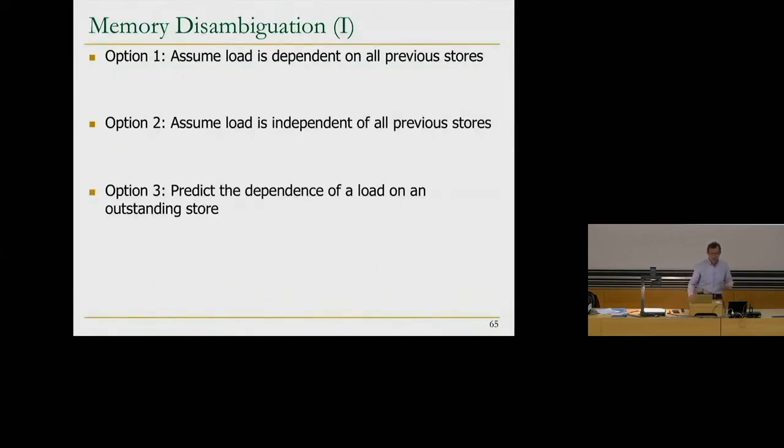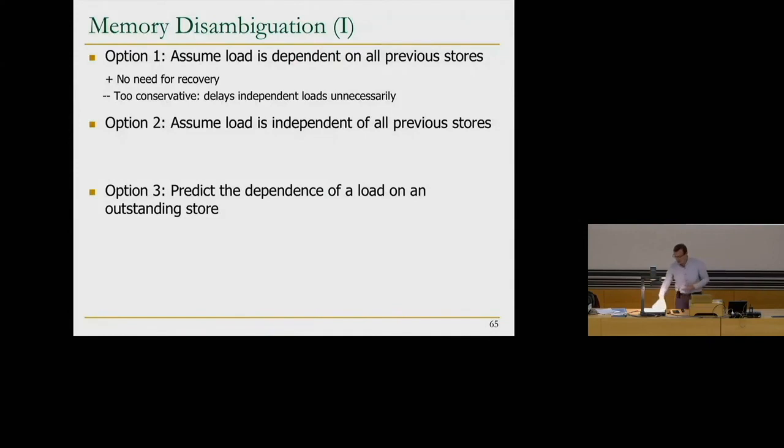First, if you assume a load is dependent on all previous stores, this is good because you don't need to add any logic. You just wait until all previous stores are done. But it's too conservative because it delays independent loads unnecessarily, right? Again, in this example, these stores take 1,000 cycles. This load is ready, and if it's independent, you basically delay this load for 1,000 cycles.